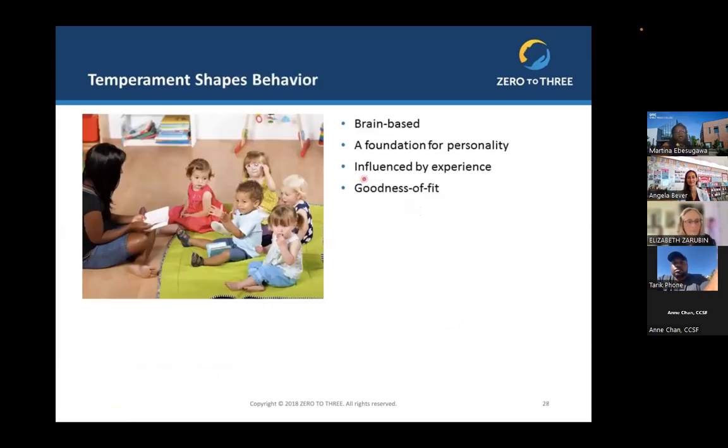One of the things that we talk about with the brain and temperament is that we look for a goodness of fit, which is what I described a little bit earlier. But as I mentioned before, temperament is very much built in the brain. So again, if the structures of the brain are affected, temperament will also be affected. Also, temperament has to do with personality. The personality of the child will also be formed by the brain and by the temperament of the child. And experience is something that affects it as well.